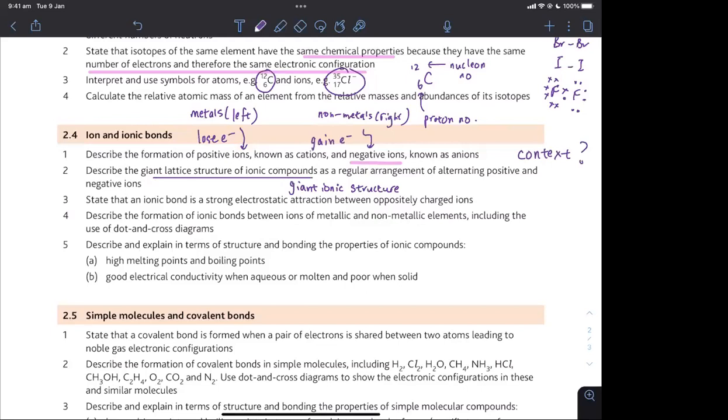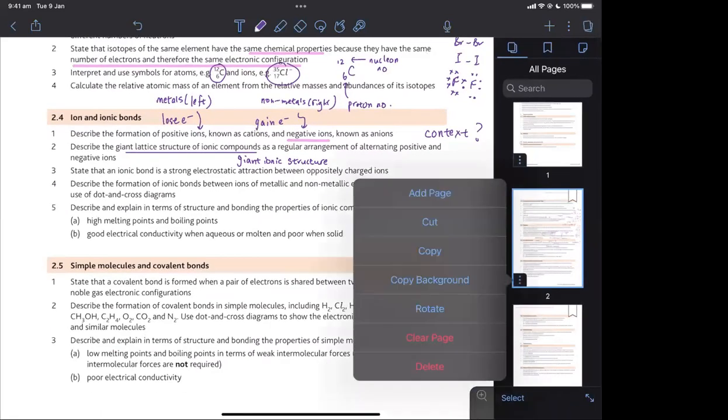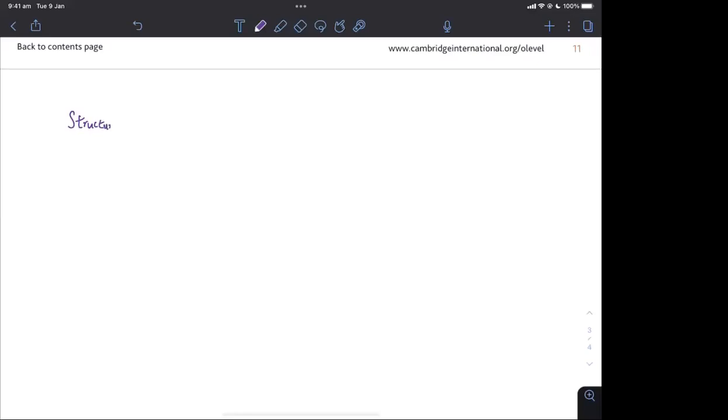Okay, so I just want to highlight a few things. Remember I told you to summarize and write down these 4 things, because these 4 structures, they are everything. Even when you go on to A levels and you go on to university, you come back to these 4 structures. Structure must have giant or simple. So the first one you learned was giant ionic structure.